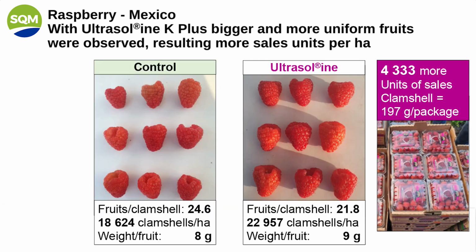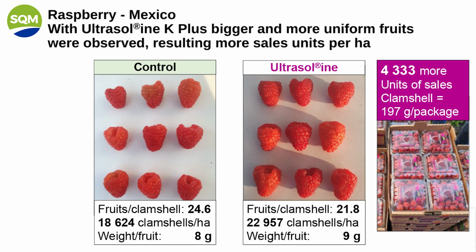In Mexico, a trial in raspberry, 1 gram more weight per fruit was found in the raspberries picked from the ultrasoline sector. Now, this may not seem a lot, but if you translate this to the number of fruits which go into a clamshell, and this is an example of the clamshells in the picture on the right, then actually you find you need much less fruits per clamshell, and this translated into a real and measured difference of more than 4,000 more units of sales of these clamshells per hectare. So these are some examples from abroad. And now I give the word back to Koen because he has some experience from Europe to share with you.